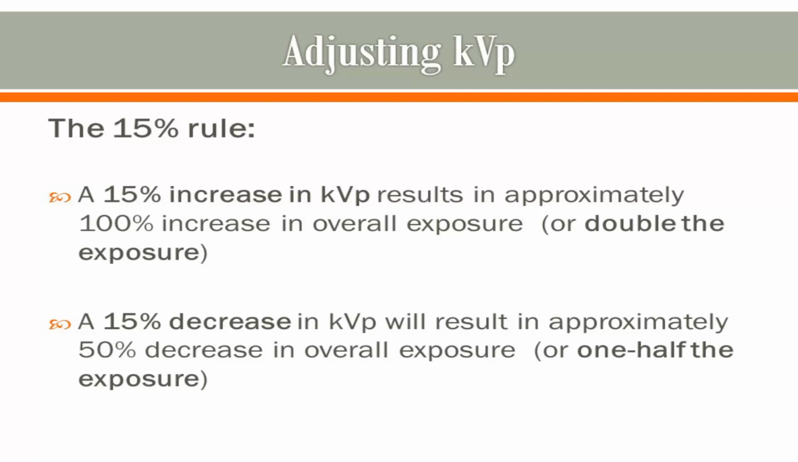Conversely, a 15% decrease in kVp will result in approximately a 50% decrease in overall exposure, or 1/2 the overall exposure. Knowing this rule comes in handy when selecting exposure factors. This is something you should be able to do quickly in your head in order to make quick decisions about selecting your techniques. A patient doesn't want to wait on the table for you to grab a calculator or paper and pencil to make some calculations.